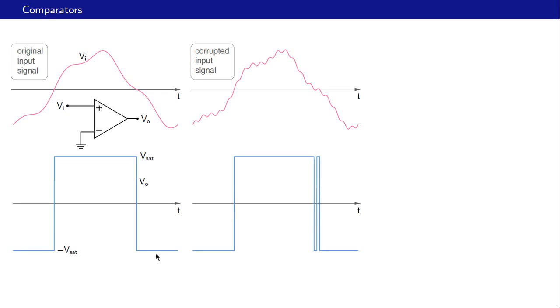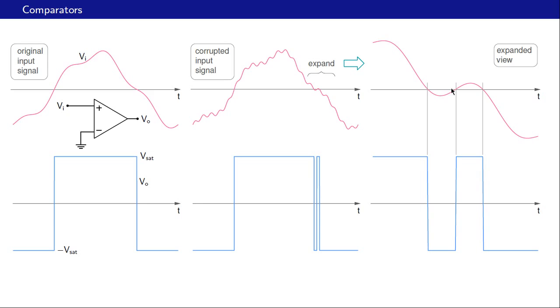What happens in practice is that the input signal is not always clean. There could be some noise or electromagnetic pickup riding on it, and therefore the original signal might get corrupted and might look like this, for example. And because of that, instead of one transition that we expect from plus Vsat to minus Vsat, we might have multiple transitions as shown here. And let us expand this part to get a clearer picture of this situation.